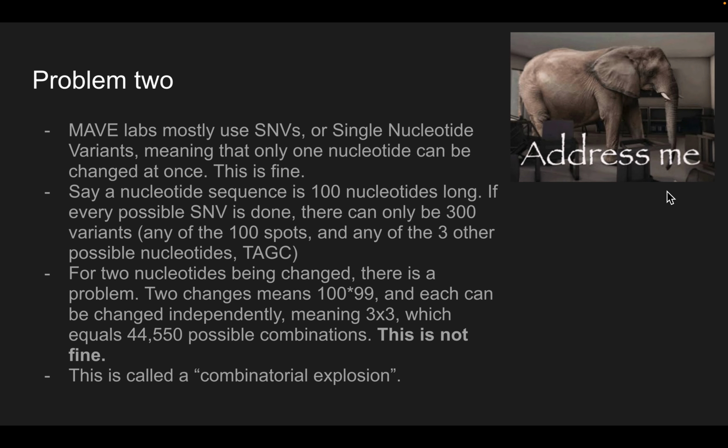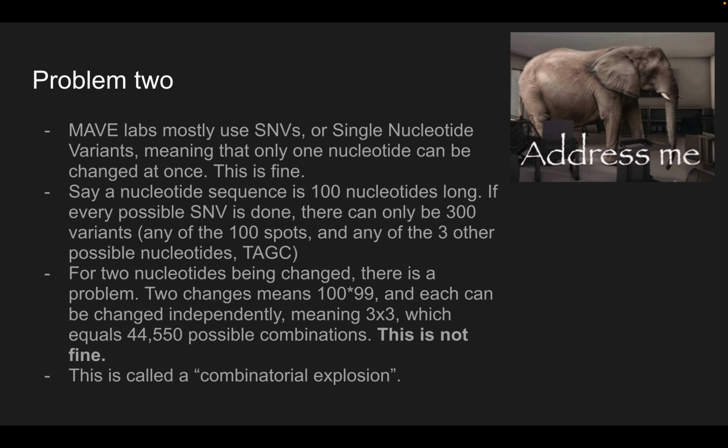Now, there's a problem with MAVE testing as well. Remember when I was talking about the coding regions, I said that MAVE labs commonly use SNVs, or single nucleotide variants, meaning only one nucleotide in the sequence is changed. This is fine, we've been doing this. Say a nucleotide sequence is 100 nucleotides long. If you do every single possible single nucleotide variant, there can only be 300 variants, since you can change any of the 100 spots, and you can change any of them to the other 3 possible nucleotides. So let's say it originally was T, then it could become A, G, or C. That's fine, there's only 300 variants, that's very possible.